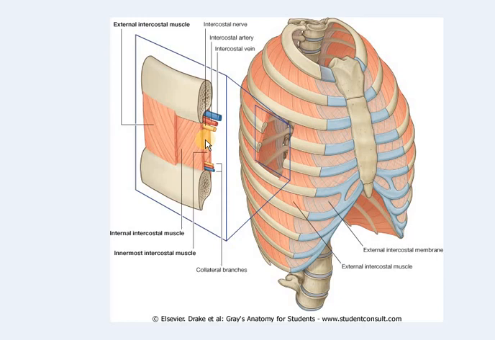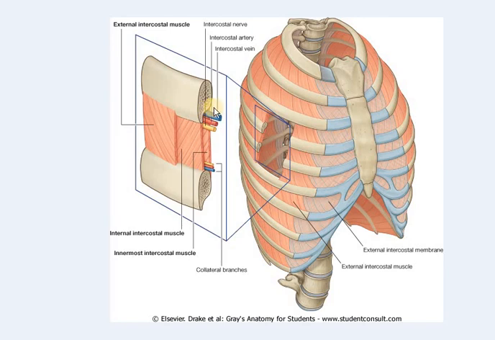So when the direction and orientation of the internal intercostal muscle and the innermost intercostal muscle are the same, how will you differentiate between these two layers? You can differentiate between these two layers with the help of the neurovascular bundle.